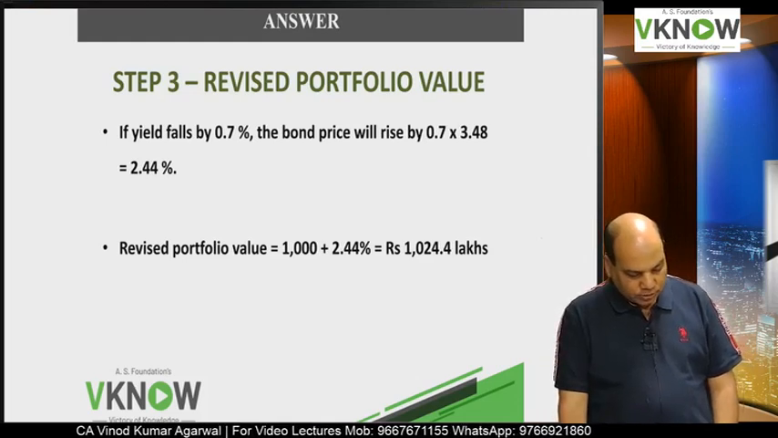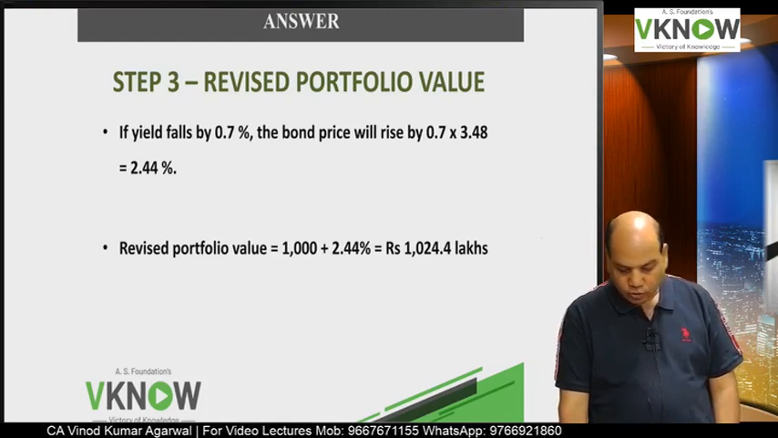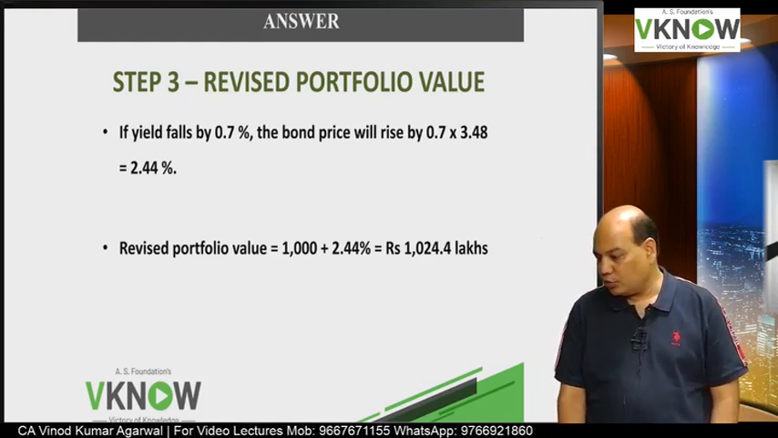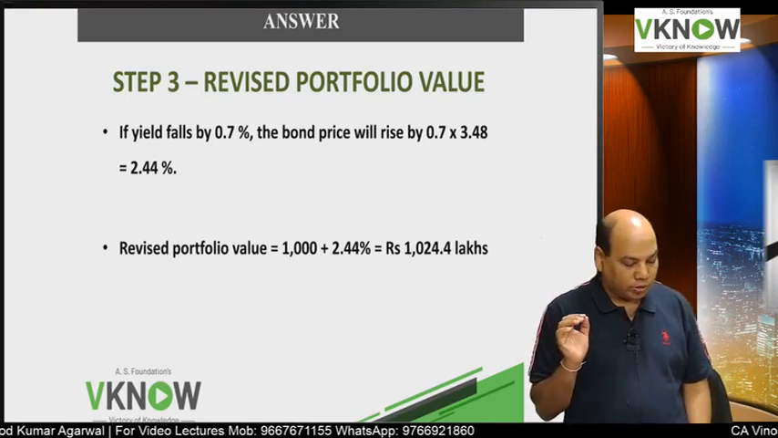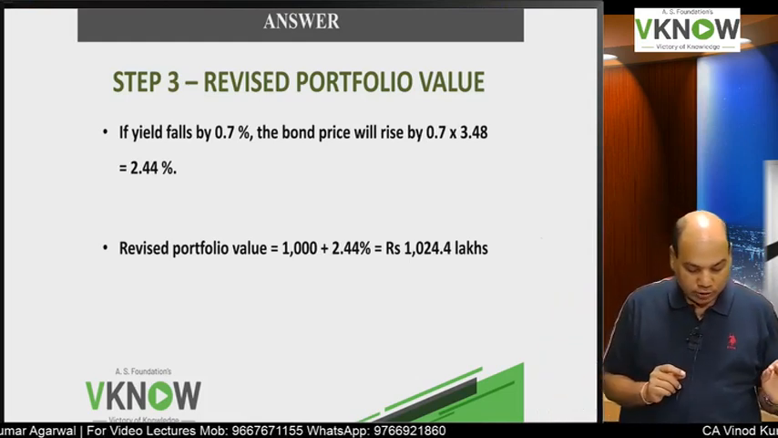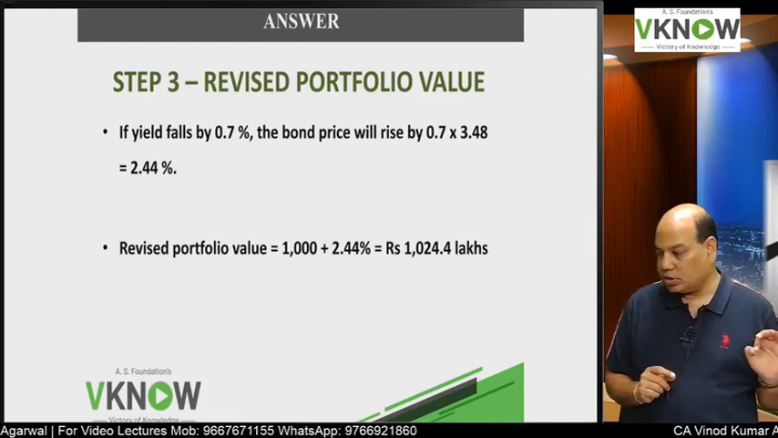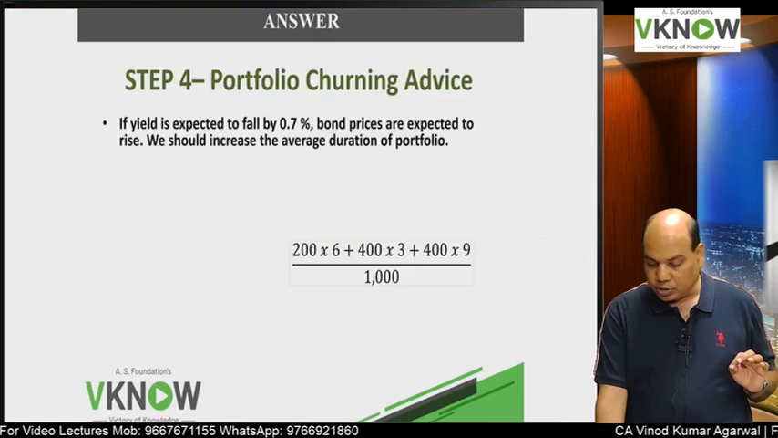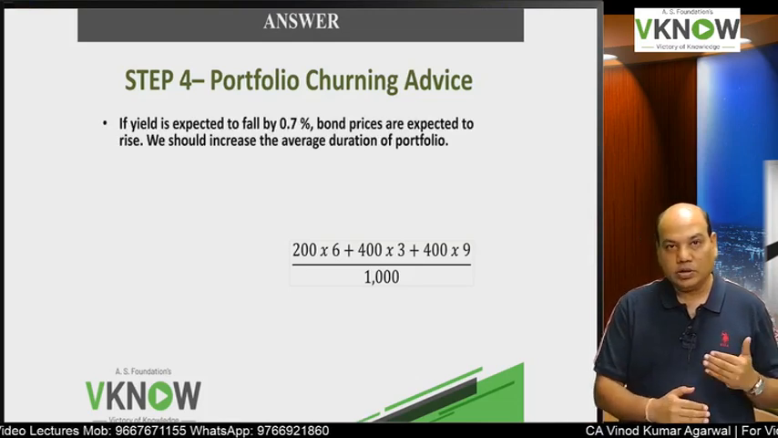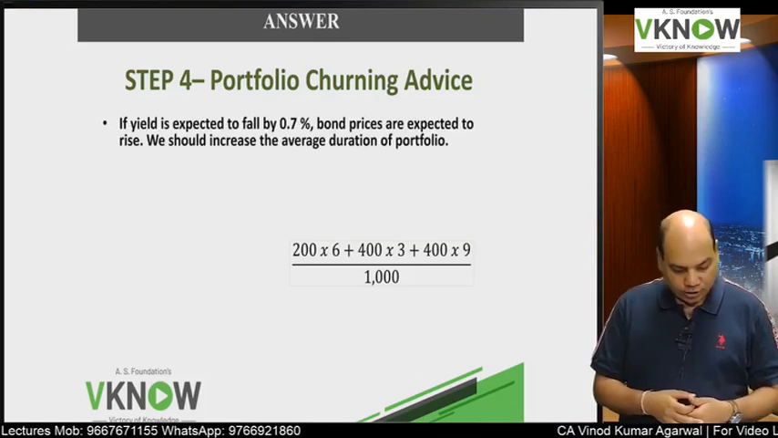Next question is, what portfolio churning advice would you give? Yes, which bond will you sell? Please answer. Which bond will you sell? The one with the lowest duration, that is bond B. And which bond will you buy? The one with higher duration, that is bond D.